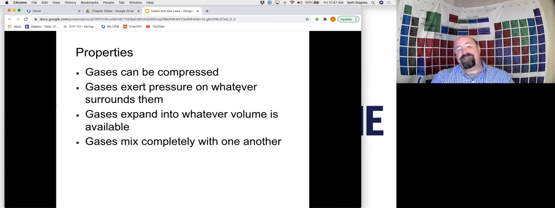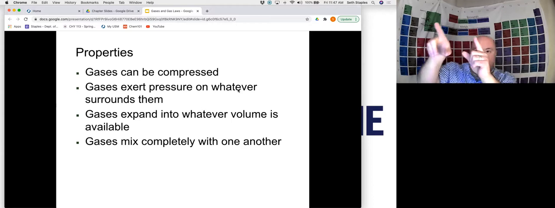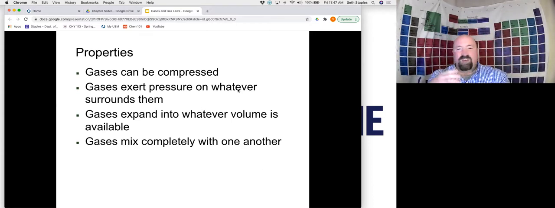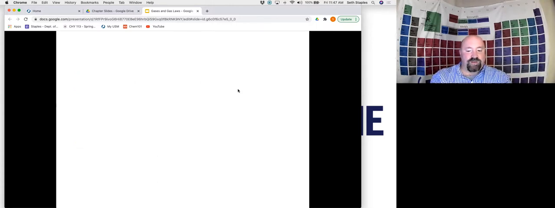Gases completely mix with one another. And that's another key property. When I think about the air down here in my office, it's not like I can point to one spot and say, oh, that spot of air is mostly oxygen. Oh, that spot over there, mostly carbon dioxide. Oh, mostly nitrogen down there. It's not like that. The gases completely, utterly intersperse and mix with each other. And when we look at some of this behavior at the molecular level, you'll really see that and it'll start to make sense.